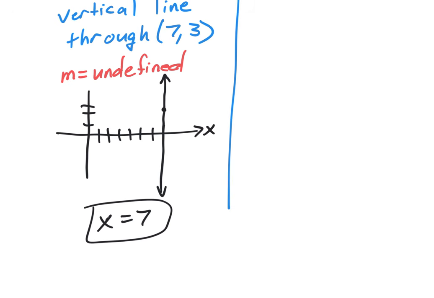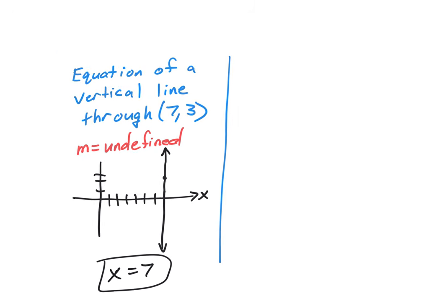We can't write y equals undefined x plus whatever. Number one, there's no y-intercept. Number two, there's no slope. So we can't use slope-intercept form here. This is the way we have to write the equation. It's still a linear equation, it just happens to be a vertical line.